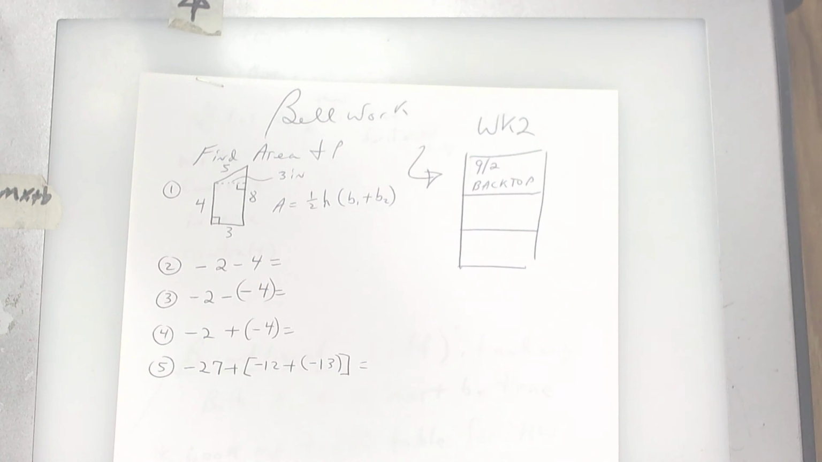Next week you probably will have a little test. So let's take a look here. I want you to find the area and perimeter of that first one. Well, that's a trapezoid. So let's see how you did.